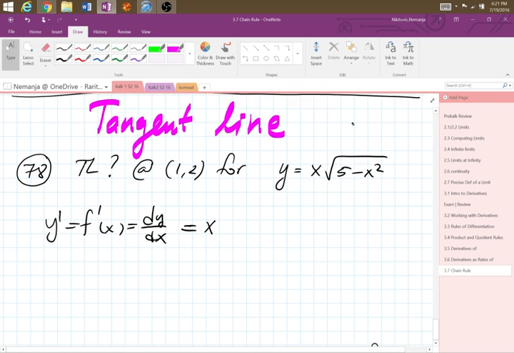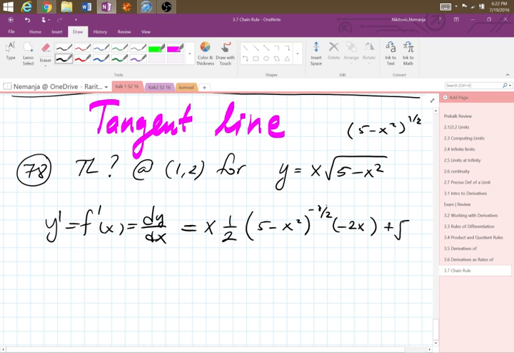Now I'm going to rewrite this second as (5 minus x squared) to the 1/2 because it's easier to take the derivative, and then you have (5 minus x squared) to the negative 1/2 times the derivative of the inside, which is negative 2x, and then we have plus the square root of 5 minus x squared times 1 because the derivative of x is 1. So now what is the actual derivative?